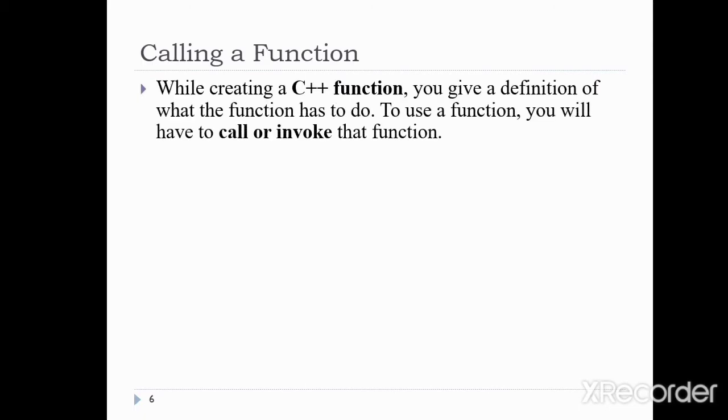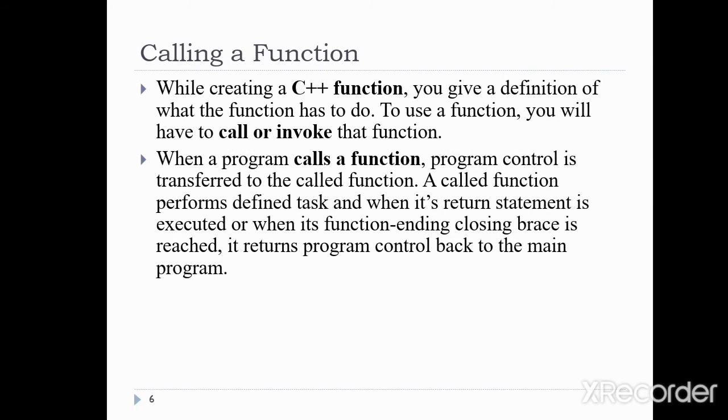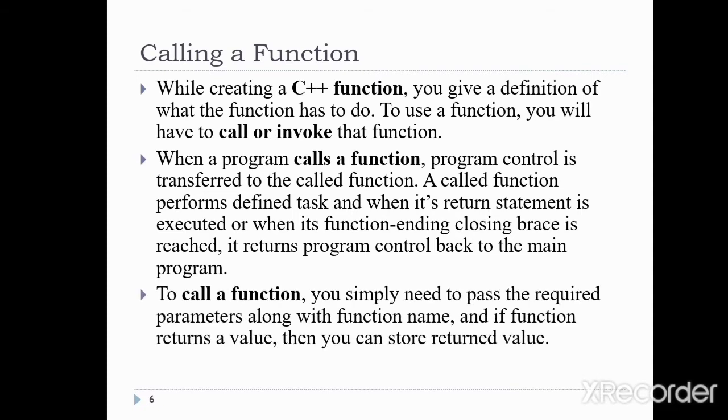Now next is calling a function. How to call a function? A function can be called in main by writing the name of the function. While creating a C++ function, you give a definition of what the function has to do. To use a function, you will have to call or invoke that function, and when a program calls a function, program control is transferred to the calling function.